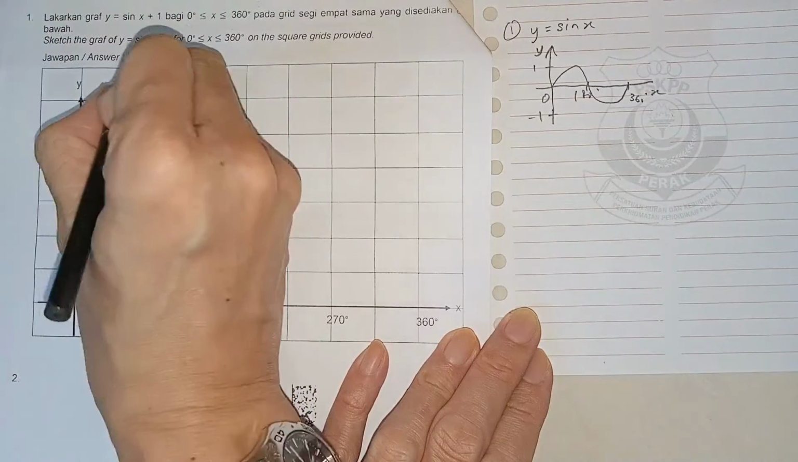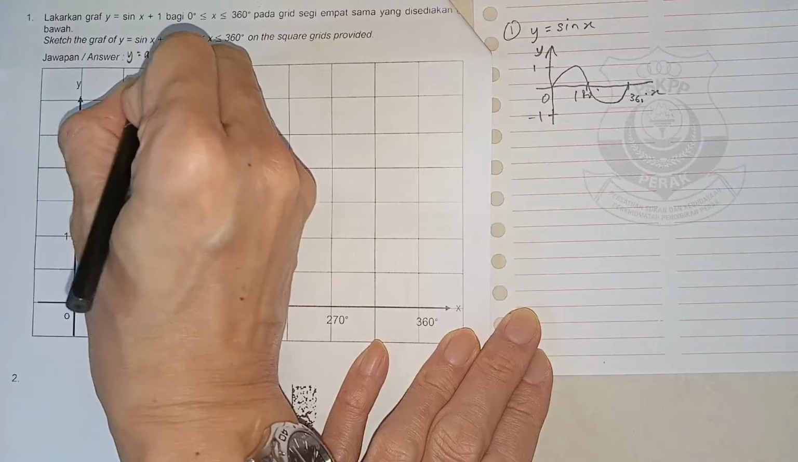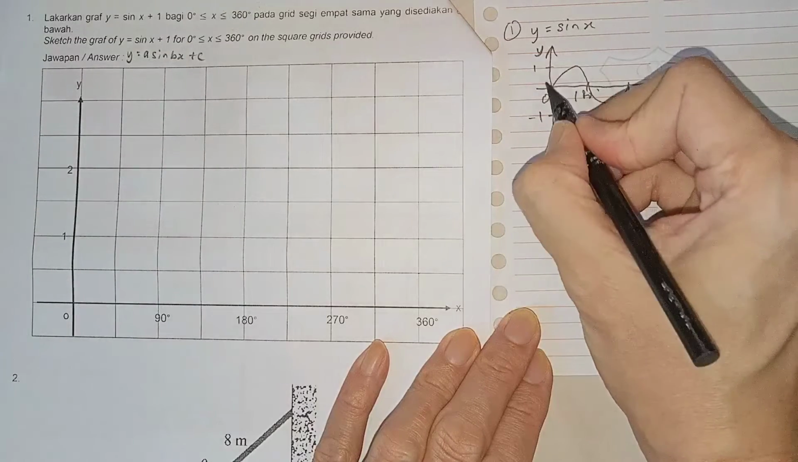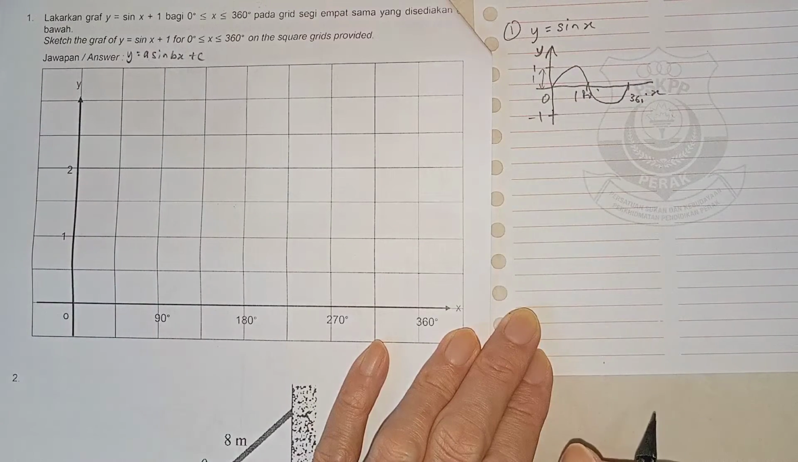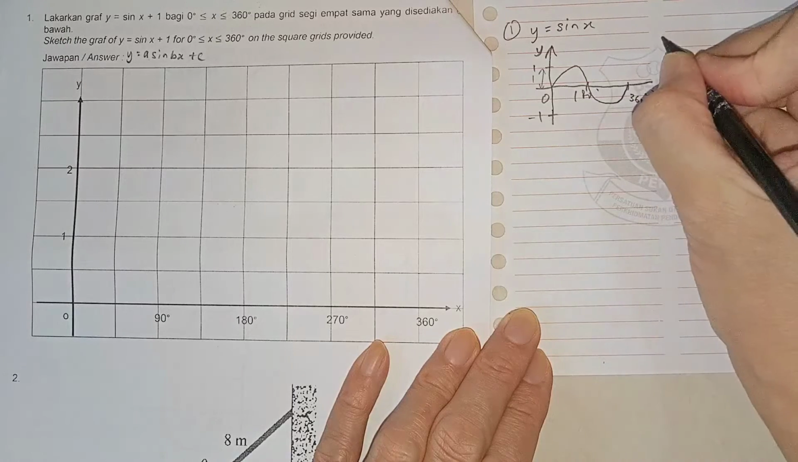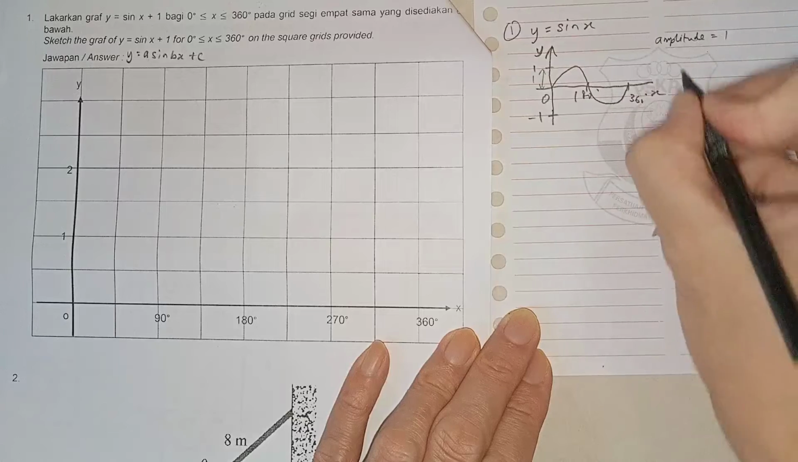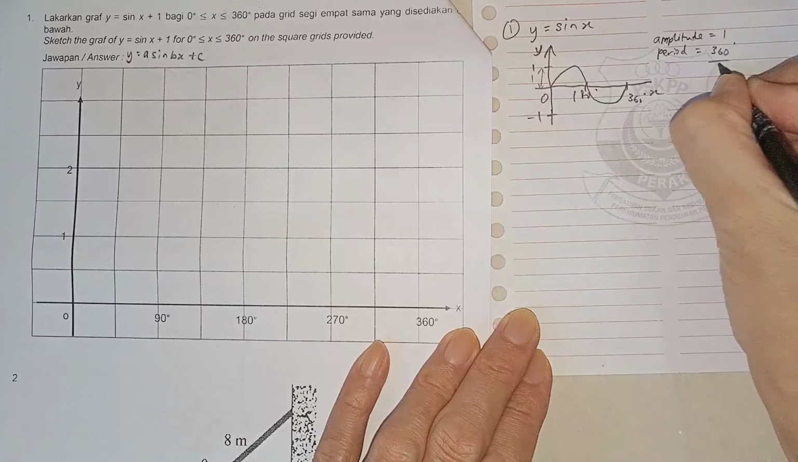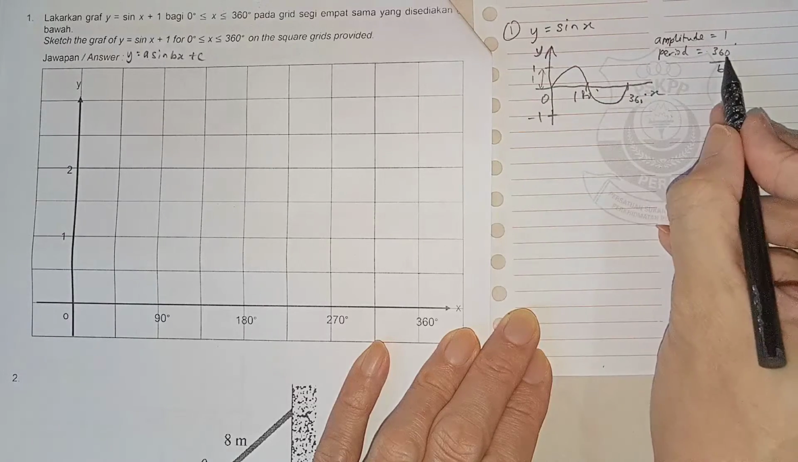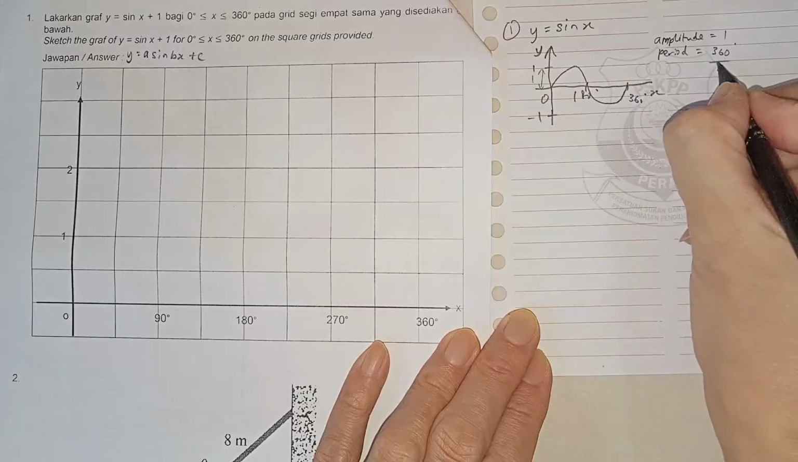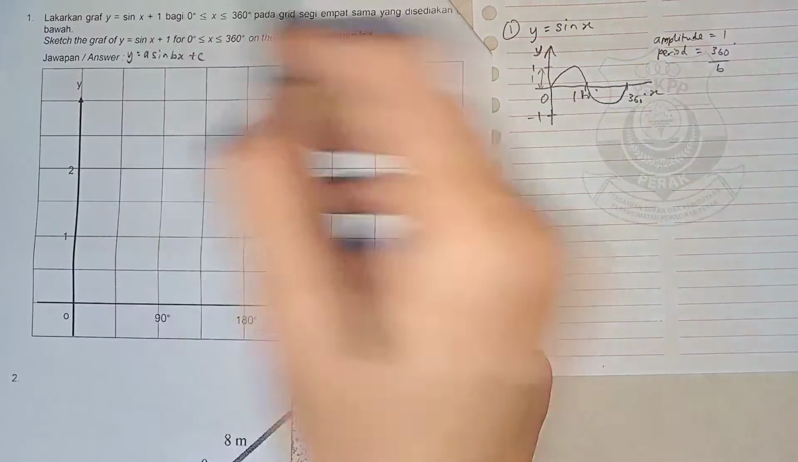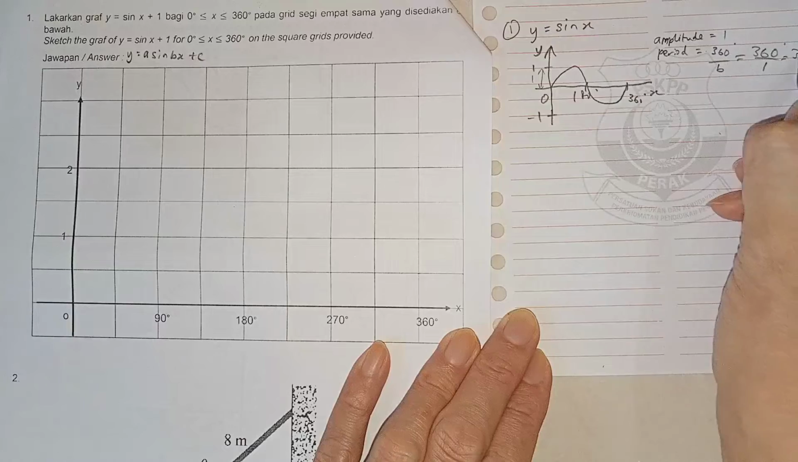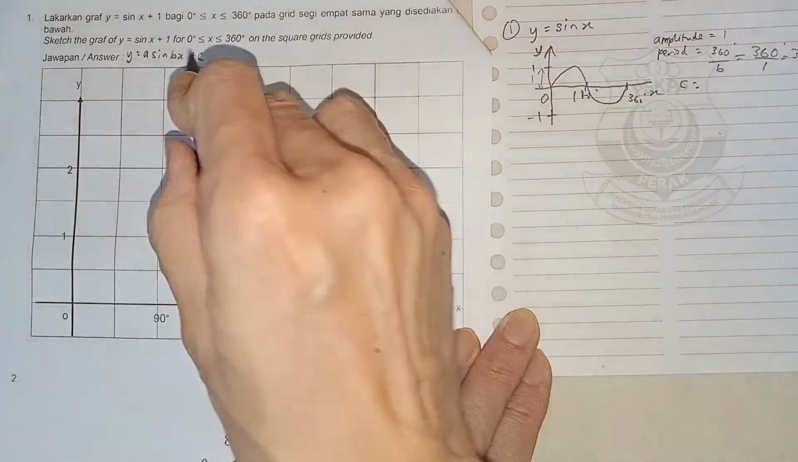Then y equal to A sine Bx plus C. A is 1, so amplitude is 1. Okay, correct. Then period is 360 divided by B. Only for sine and cos use 360. Tangent use 180. B is 1, so 360 divided by 1. So 1 cycle is 360.